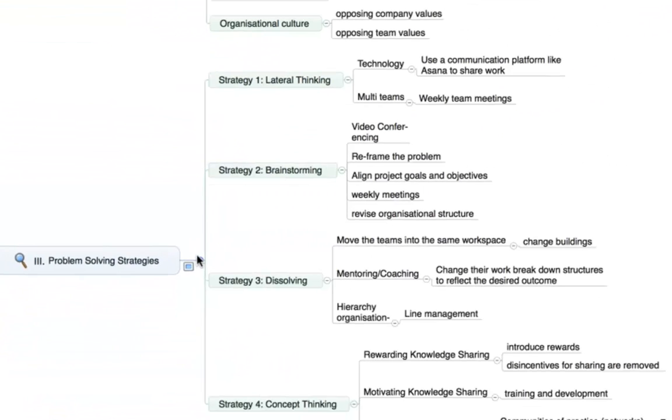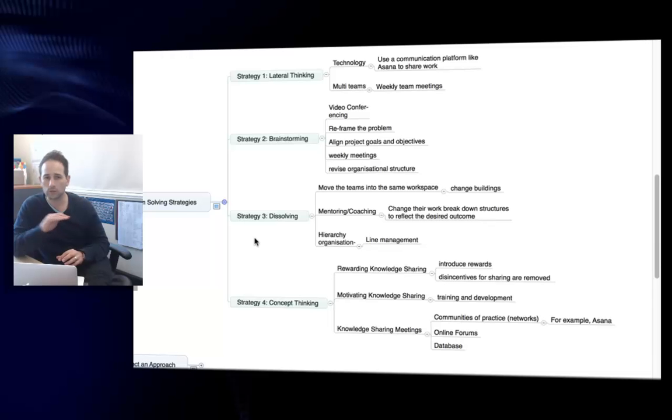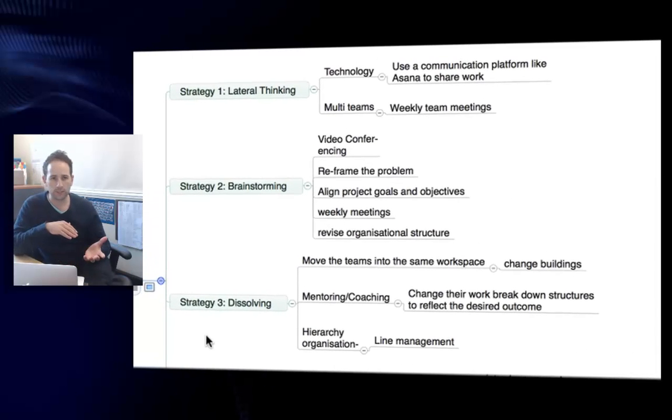So what strategies did I select to try and solve this problem? Well, out of the generic strategies, I chose 4. The first one was lateral thinking. Now, I chose lateral thinking because I like the concept of thinking in a sideways way and how to address the problem by looking at those issues. So the first idea I came up with was using technology and a platform like Asana. Another idea I came up with was multi-teams. So effectively taking 2 team members from this team, 2 team members from this team, putting them together and then saying, right, you guys work it out.